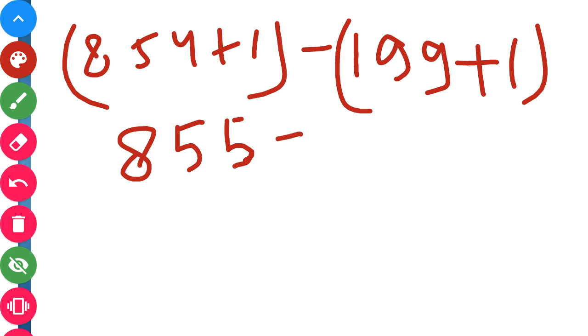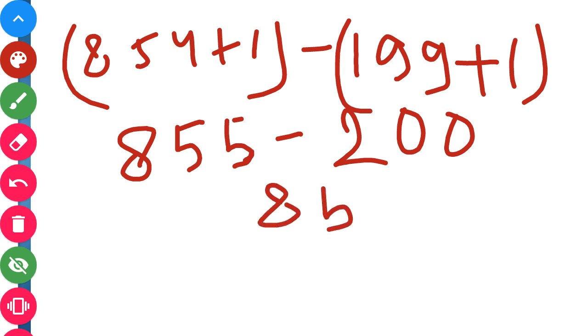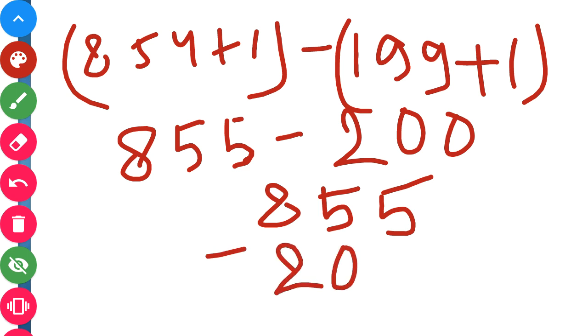minus 199 plus 1. What will come after 199? What is the successor of 199? 200. Now 855 minus 200. What we will get? Solve this question.